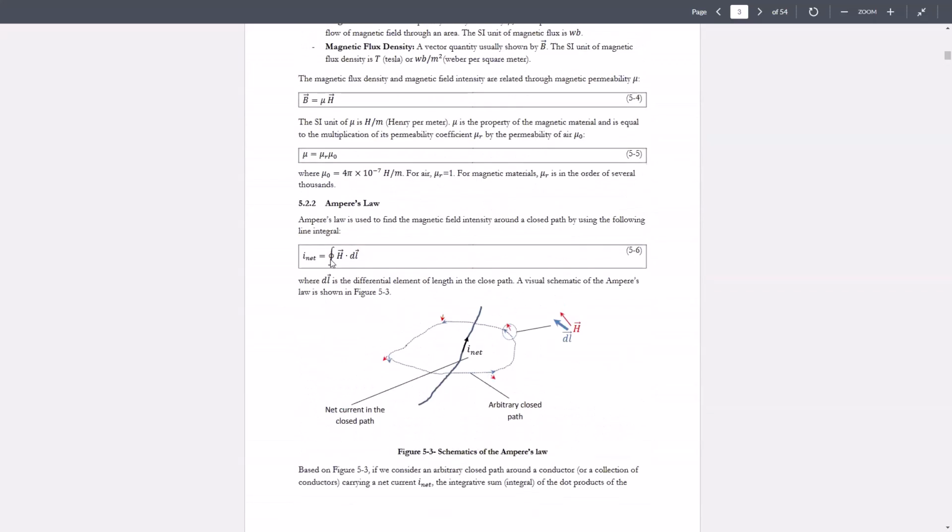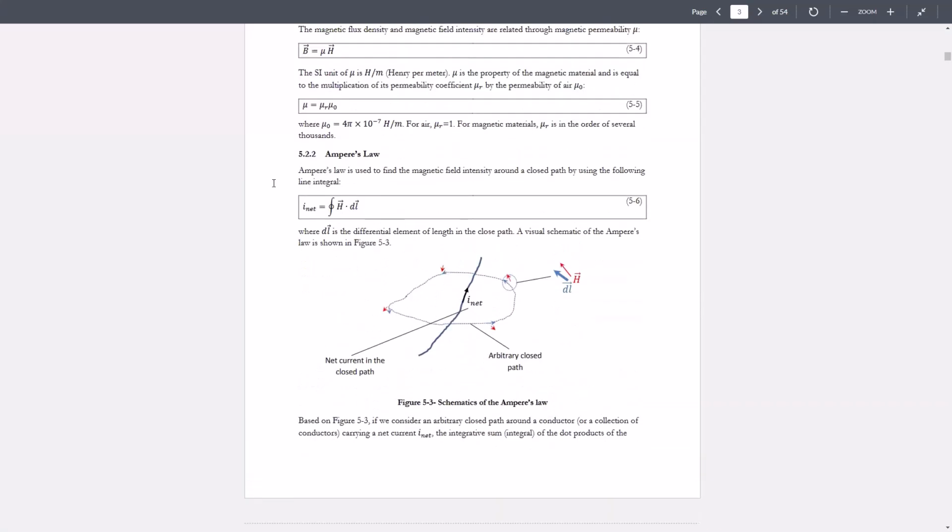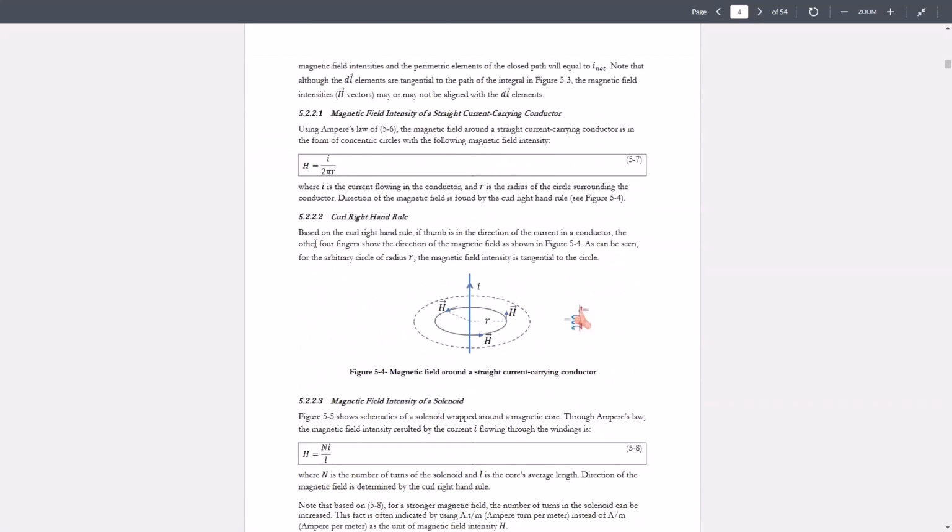So this is coming directly from Ampere's law. We covered Ampere's law, which uses a closed path and a line integral of H times dl, all those products added together; that is the definition of the integral. Over a closed path, it gives you the total current within that conductor. The curled right-hand rule gives you the direction of the magnetic field.